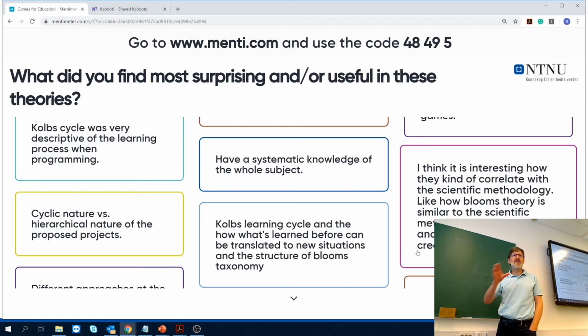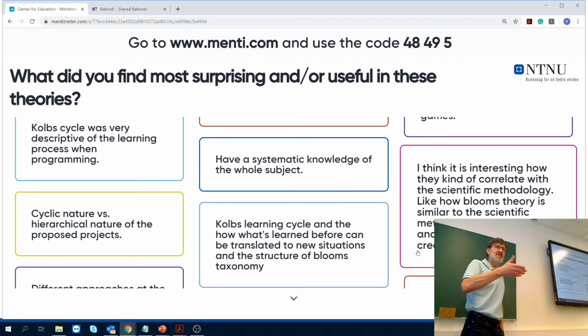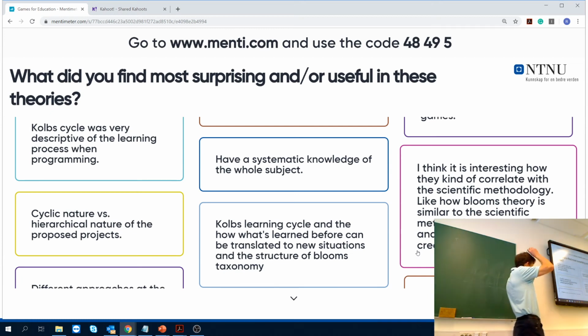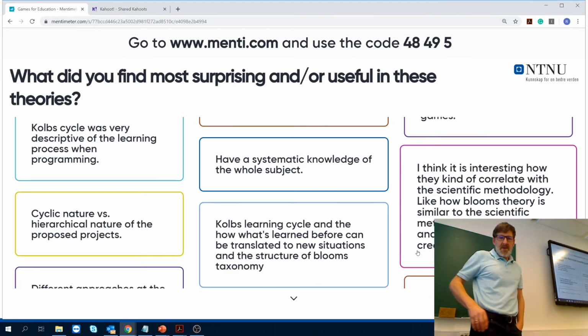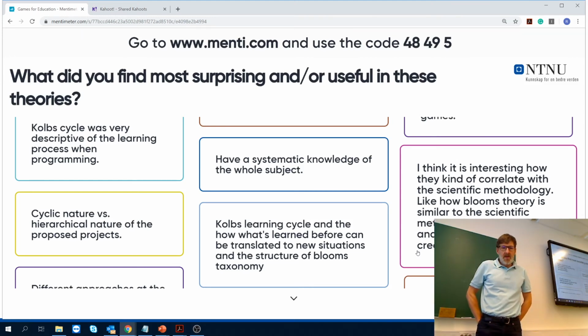Self-directed learning can also be something for you to look into, because one of the things with games is that they give the user a level of control. And it's better if it's self-directed rather than being instructed to do something. You do it because it's self-directed. Cyclic nature versus the hierarchical nature of proposed projects. Okay, so I hope that is the learning.